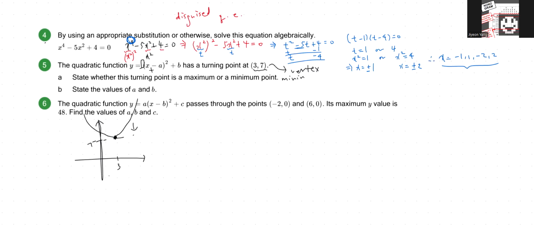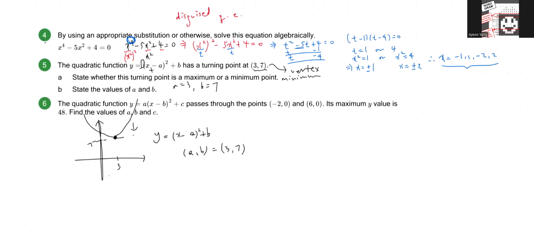State the values of a and b. If y equals (x minus a) squared plus b, then the vertex is (a, b), right? Which is the same as the turning point 3, 7. Therefore, a should be 3 and b should be 7.